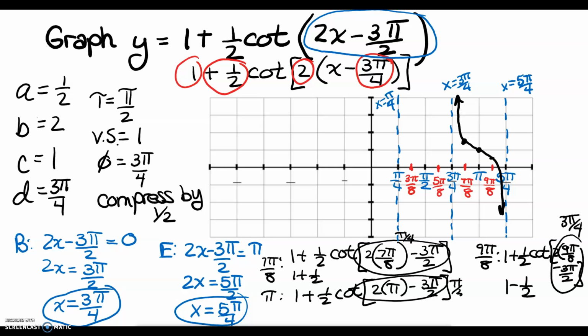And I'm just going to duplicate my marks here. I get one here, and one here. And when I draw it in, I get this nice curve. It's beautiful, nice curve. Okay, and I forgot to do my vertical shift of 1. This is a line y equals 1. And that's my last example for cotangent.